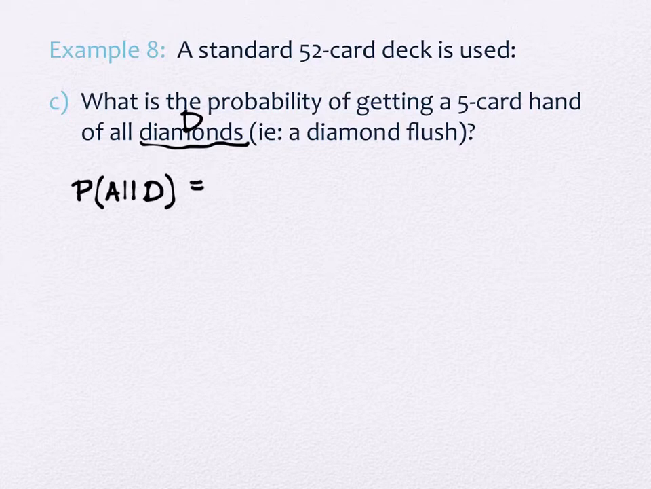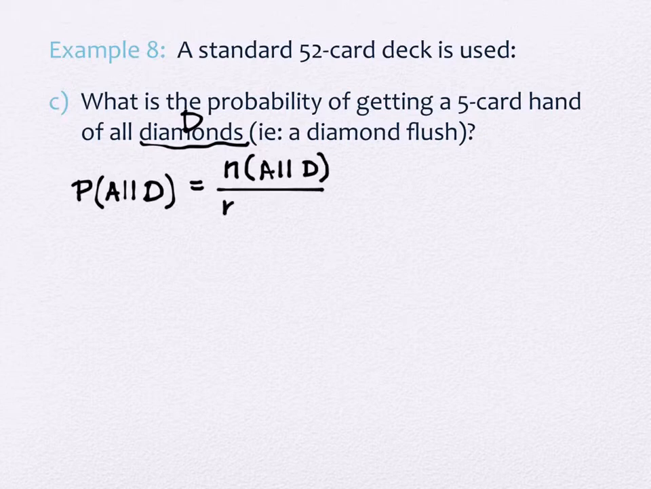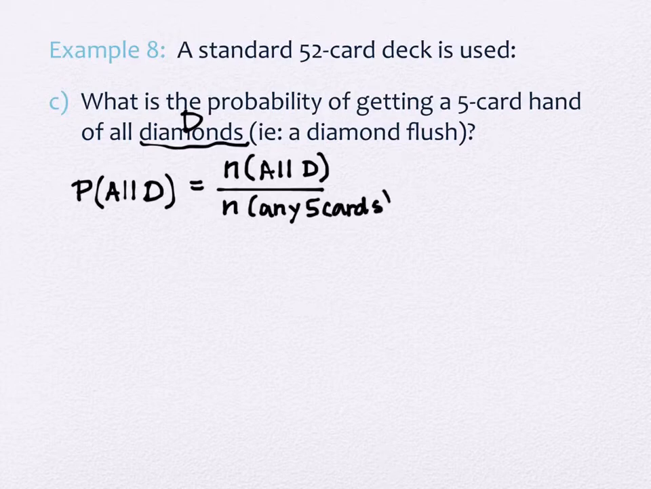All diamonds. Well, if I want the probability of getting all diamonds, then I need the number of ways of getting all diamonds divided by the number of ways of getting any 5 cards. That's what probability is, right? The number of ways of getting what we want divided by the number of ways of getting just the luck of the draw. Okay? But I think we already found both those values, didn't we? What's the number of ways of getting all diamonds?